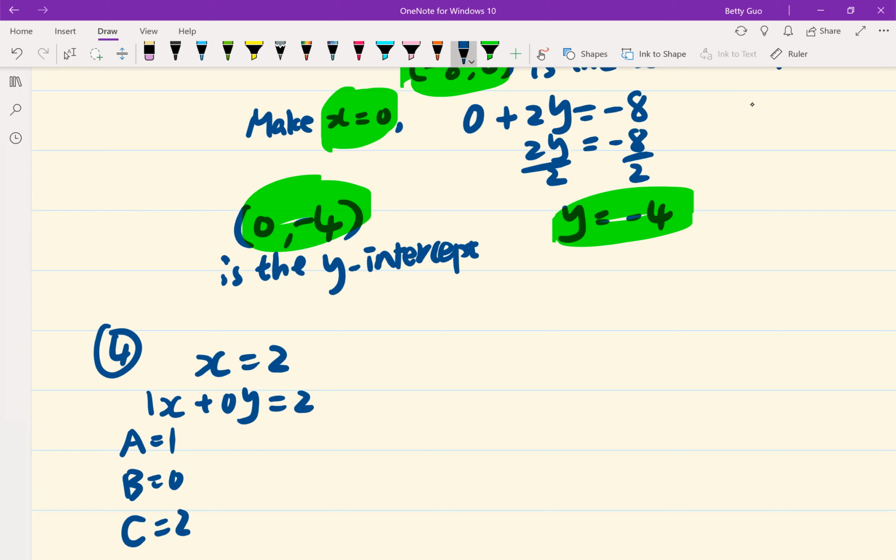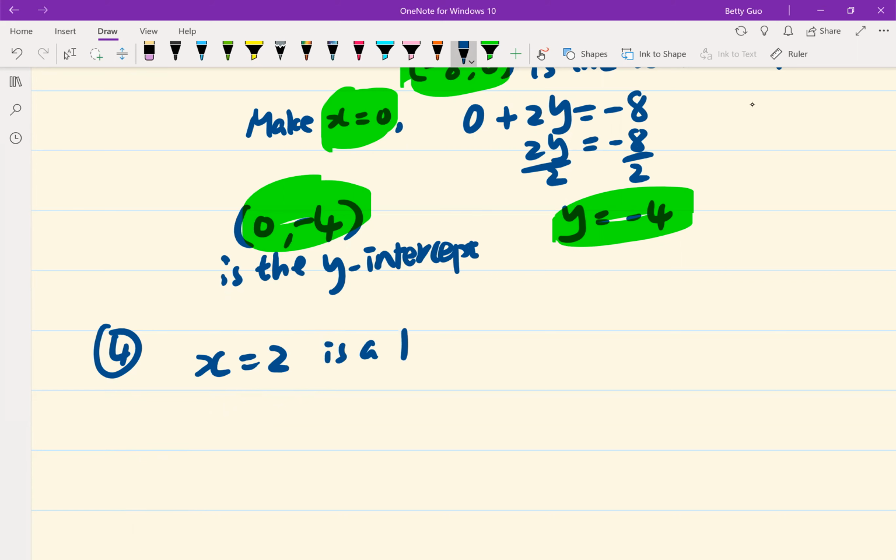By the way, watching the video one time is not enough, far less than enough. It's better if you can watch a few times to really understand the concepts. Yeah, so x equals 2 is a linear equation in two variables.